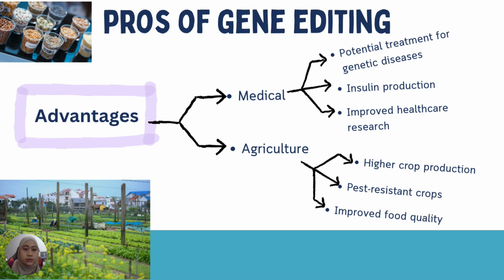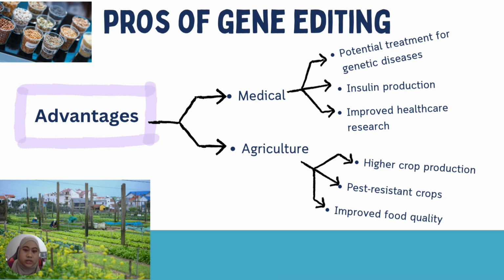Okay, so let's look further into the advantages of gene editing. Like I said before, it is used in medicine and agriculture. In medicine, it has the potential to treat genetic diseases, as we all know. Genetic diseases are really common, for example cancers. It also helps in insulin production and improves healthcare research, and also back to the scientists again. In agriculture, we want higher crop production, pest resistant crops, and improved food quality, because we want something of good quality from the farm to the table itself. So this is the main core of agriculture.